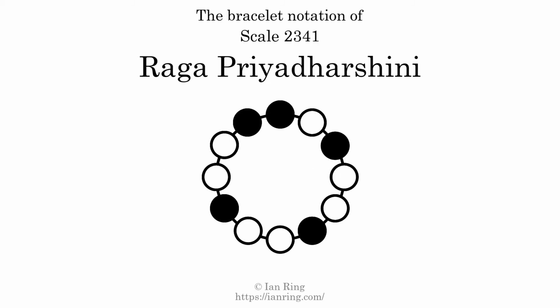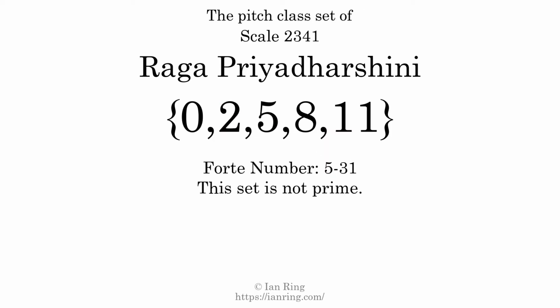This is a bracelet notation diagram of scale 2341. The shaded circles represent tones that appear in the scale, and they are read clockwise, starting at the top. The pitch class set for this scale is 0, 2, 5, 8, 11. The fault class is 531. This set is not prime.